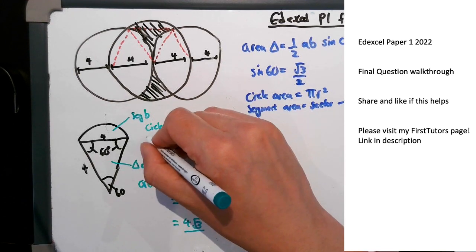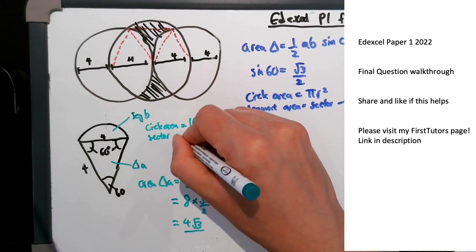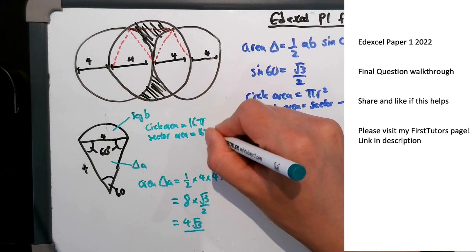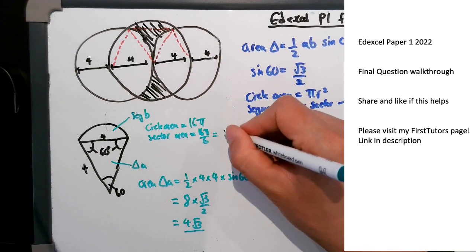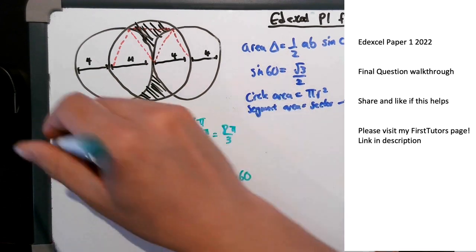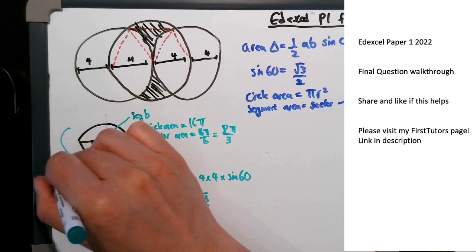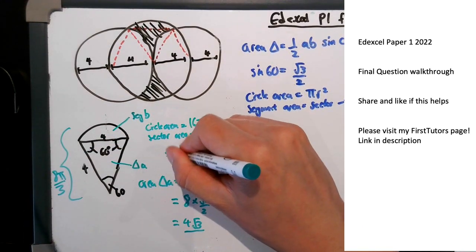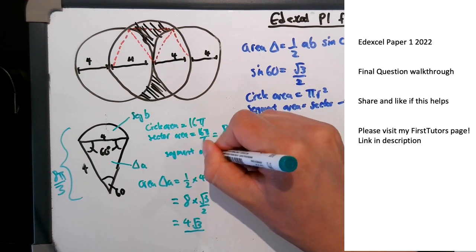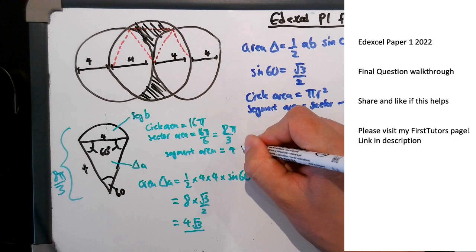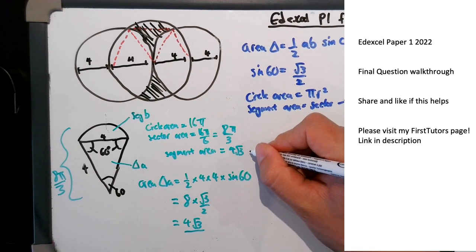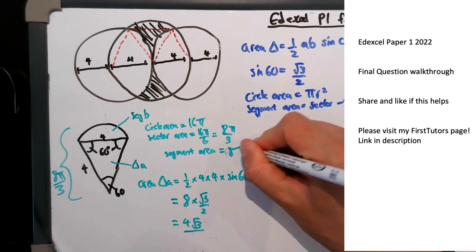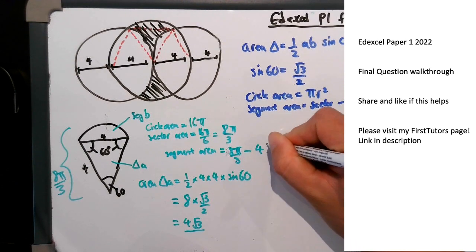So the sector area equals 16 pi over 6, which simplifies to 8 pi over 3. So actually, let's also label that. 8 pi over 3 is the entire area. So really the segment area is 4 pi over 3 minus, other way around, 8 pi over 3 minus 4 root 3.